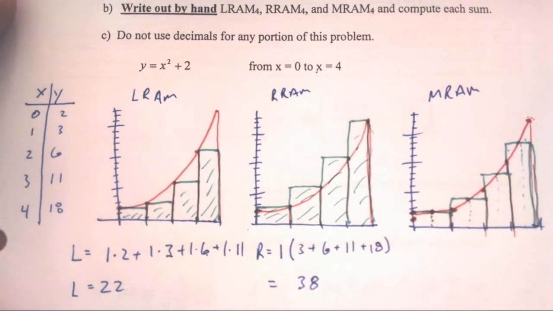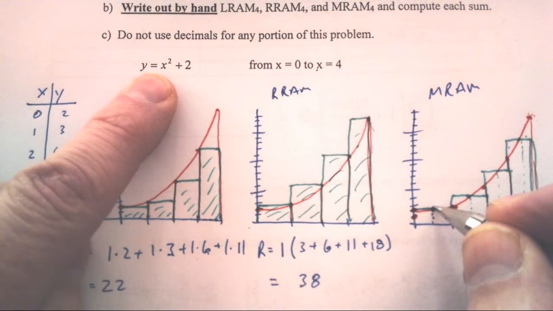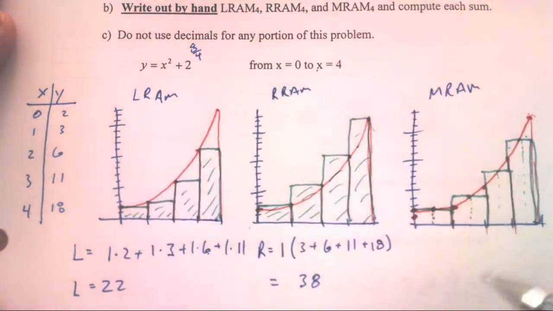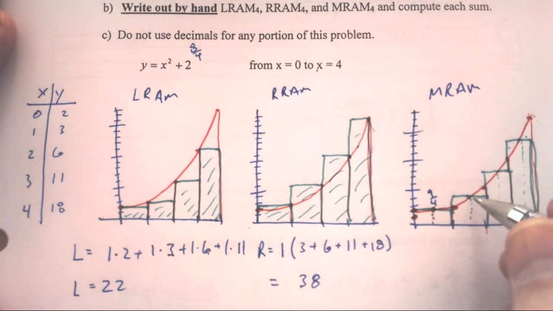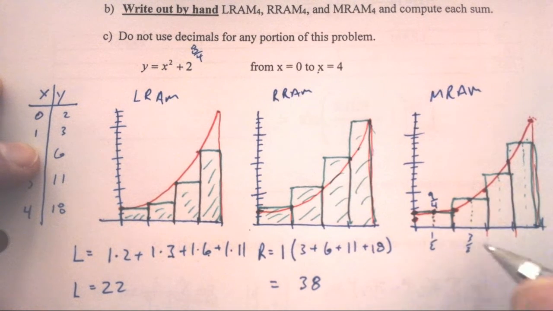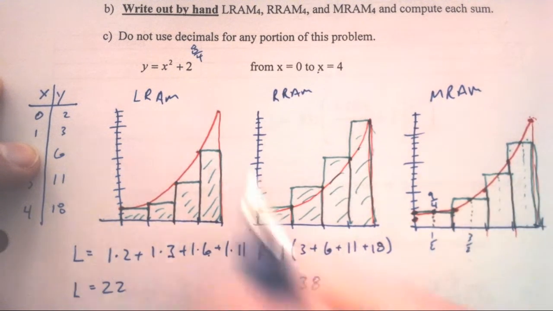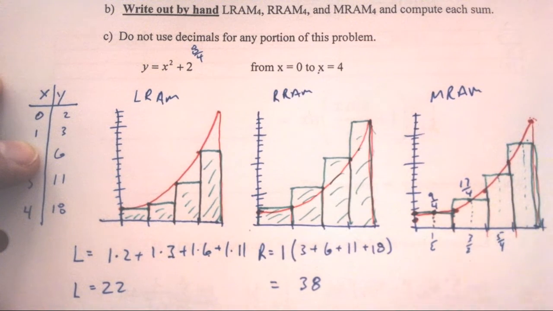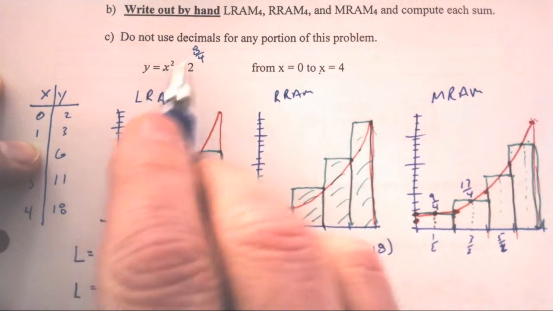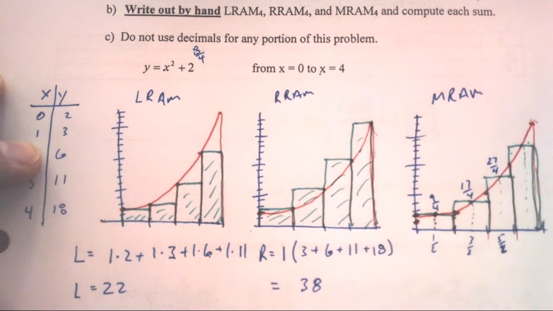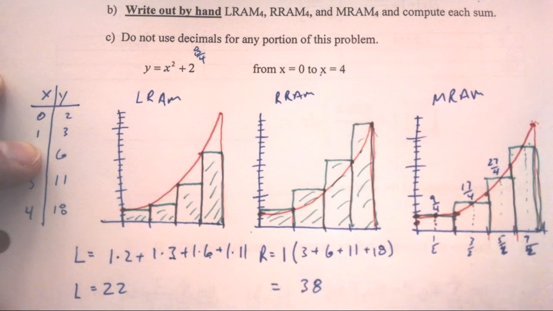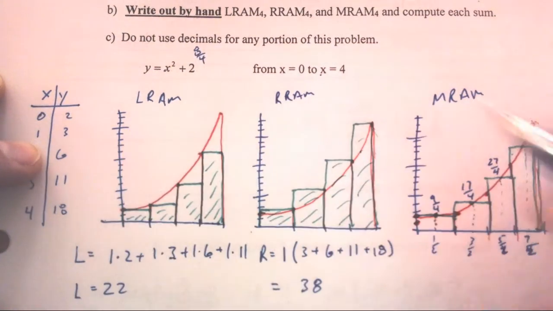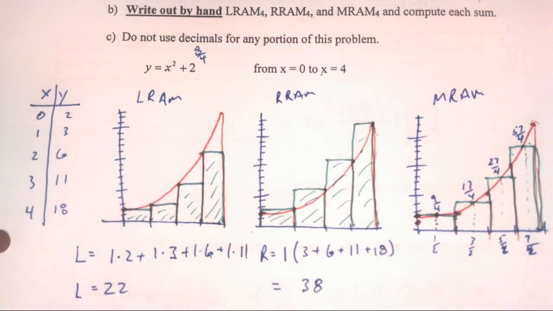And MRAM, we've got a little bit of work to do here. I need to put in 1/2 into this function. And at 1/2, I get 1/4 plus 8/4, so I get 9/4 here. At 3/2, I put in 3/2, and I square that, and I get 9/4 plus 8/4, 17/4. At 5/2, excuse me, I get 25/4 plus 8/4, 27/4. And at 7/2, I get 49/4 and 8/4. 49 and 8, I get 57/4 for my height.